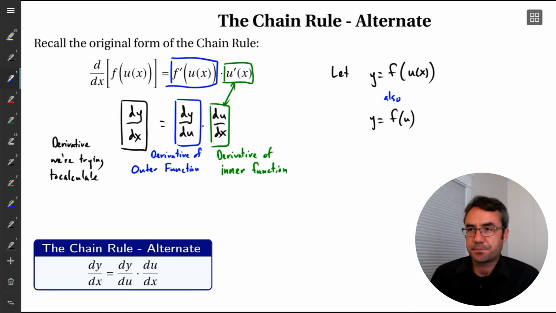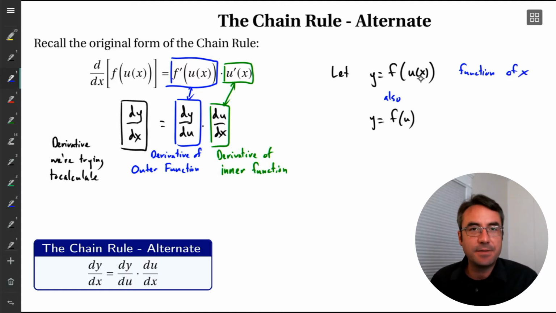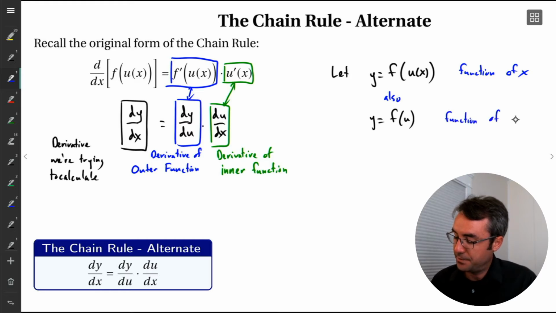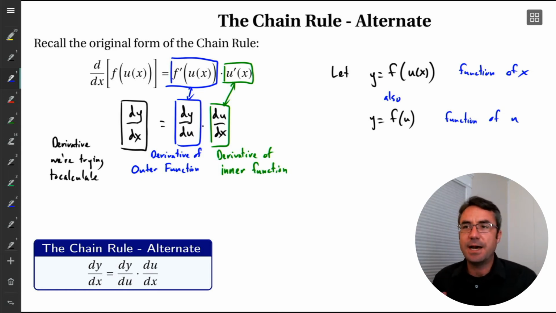All right, so there's two ways to think of variable y here. If we rename this as y, we could think of y as a function of x. Or if we consolidate that inner function and just call it u, we can think of y as just a function of u. So there are two different versions of y.